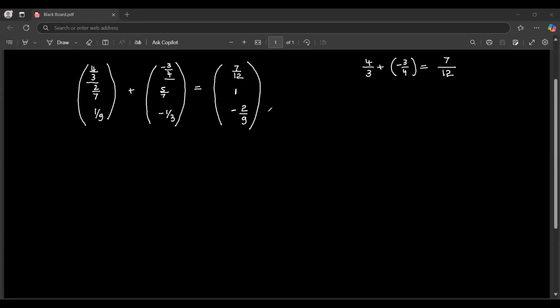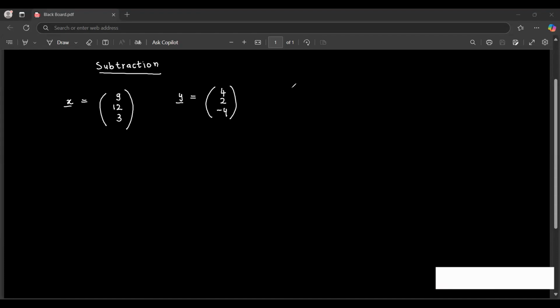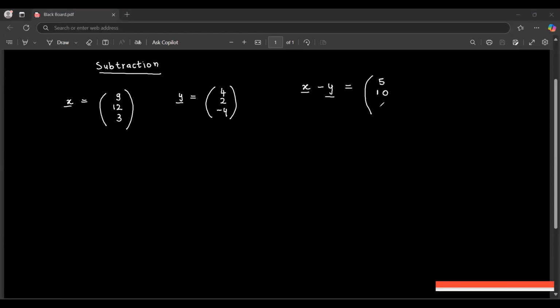Okay, so this is what addition of vectors looks like. From this, you will also be able to understand how to subtract vectors, the subtraction operation. So what happens is, let's say x is equal to 9, 12, 3, and let's say y is equal to 4, 2, minus 4, okay, and if you subtract y from x, it will be equal to 5, 10, and 7.